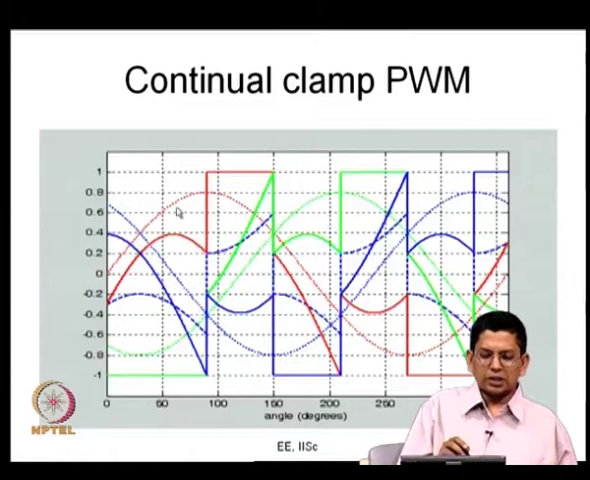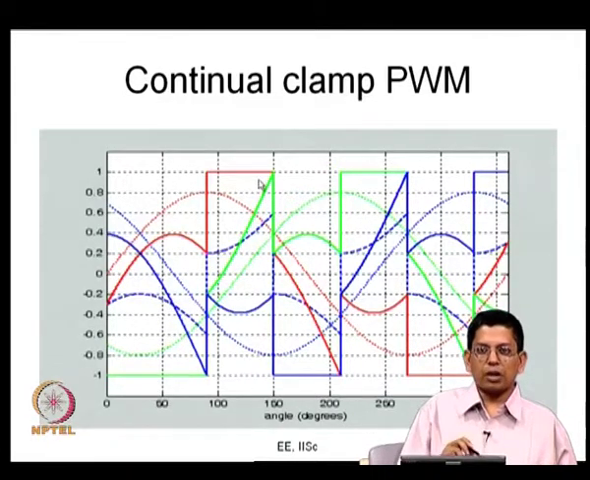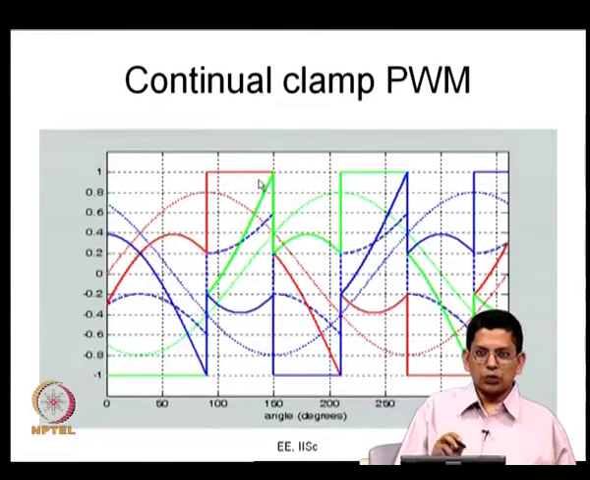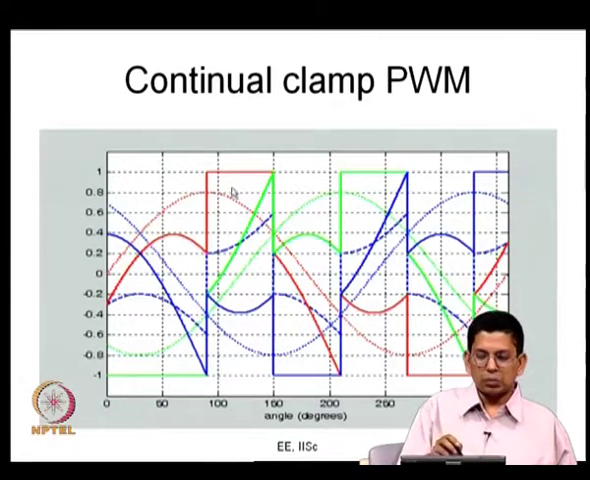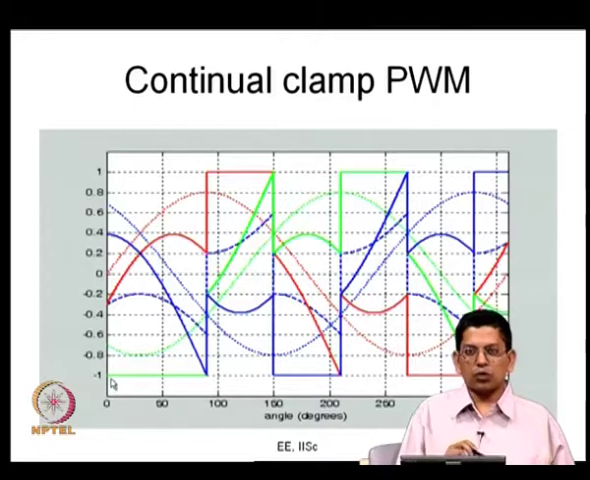Why? The phase voltage is like this and the phase current will lag the phase voltage. So, the phase current will have its peak somewhere in this region, and in this region the phase will be clamped, and therefore, the switching energy loss is low. So, from the switching loss point of view, this method can be a good method for motor drives.